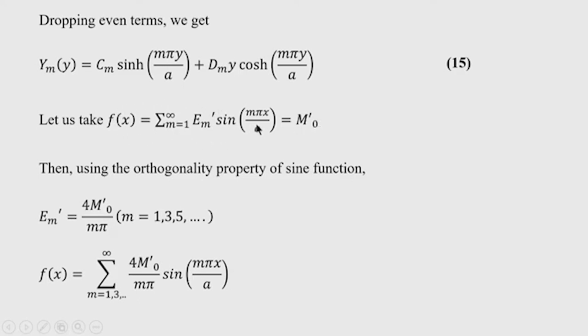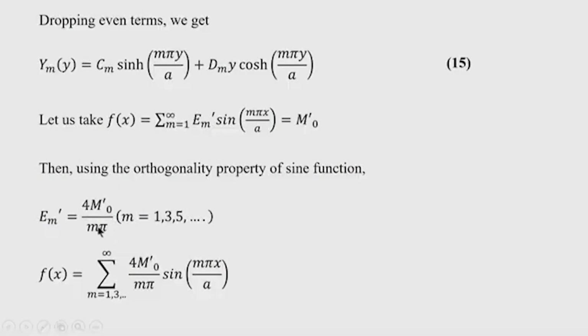So, this is the Fourier series, and because in one edge it is plus and in another edge it is minus, after multiplying this function with sin m dash pi x by a and integrating in the limit 0 to a, we again get the function 4 m prime naught divided by m pi. So, this parameter will appear for the constant e prime m. The coefficient of the Fourier series is now known.